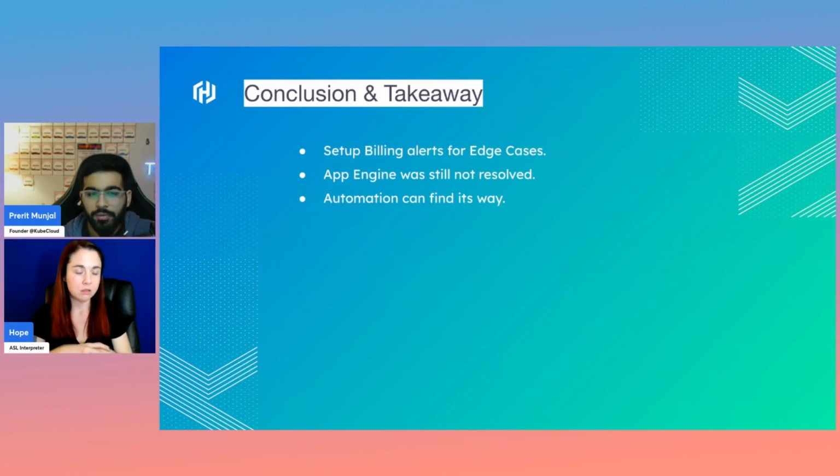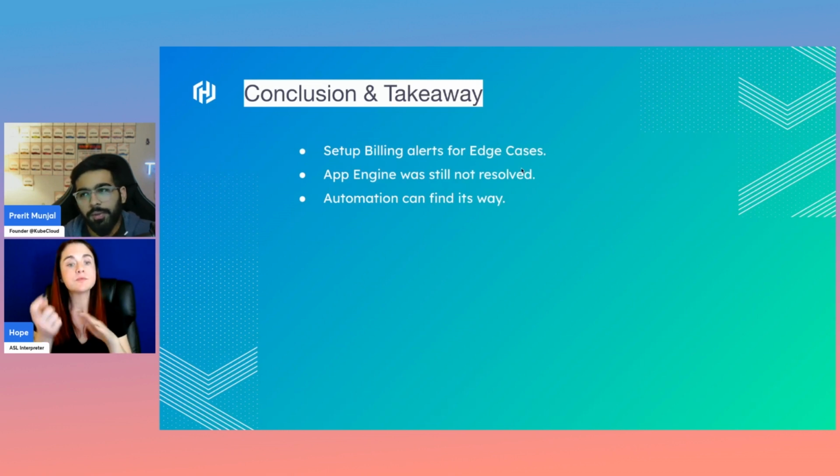The conclusion and takeaway: please set up billing edge cases. Just do billing analysis, because I consult a lot of companies, and they don't analyze the usage and cost. So just set up billing alerts. Next thing was, the App Engine issue was still not resolved, because Google has still not given APIs, metrics or quotas for App Engine. It is not even in beta, not in the ideation phase till now, so we have disabled that.